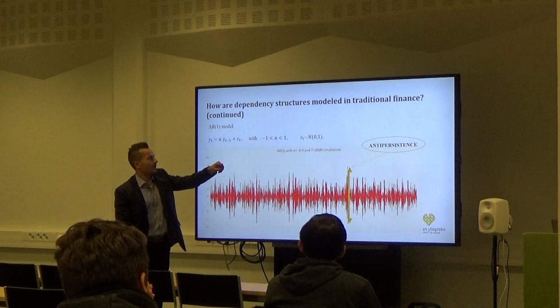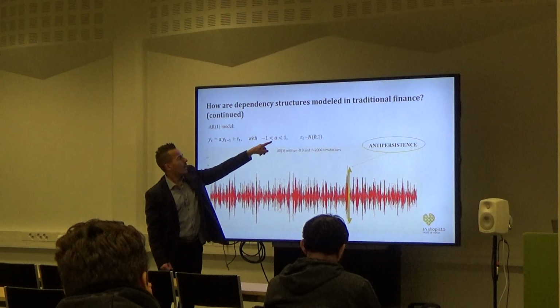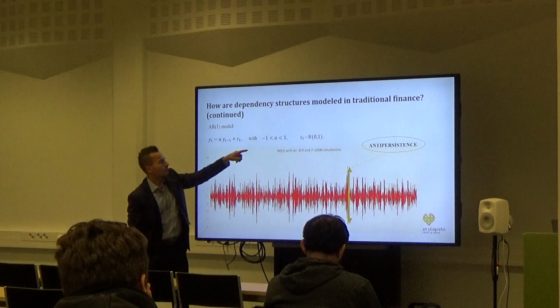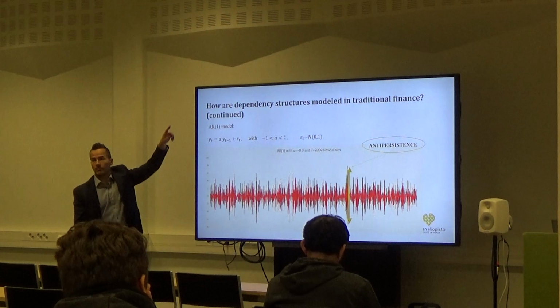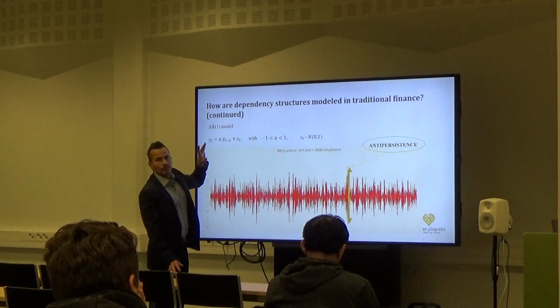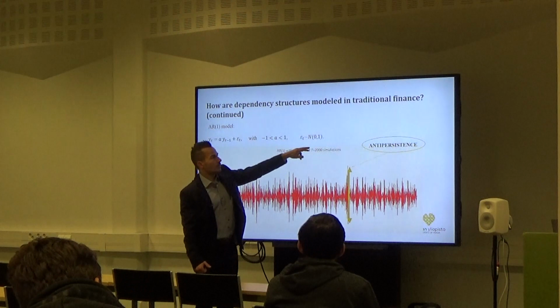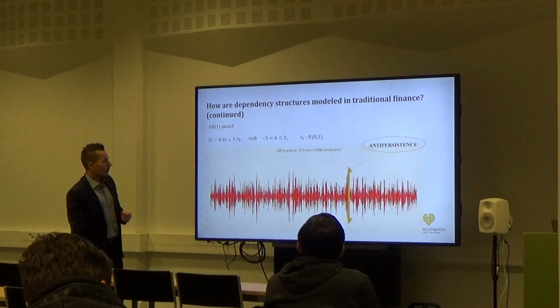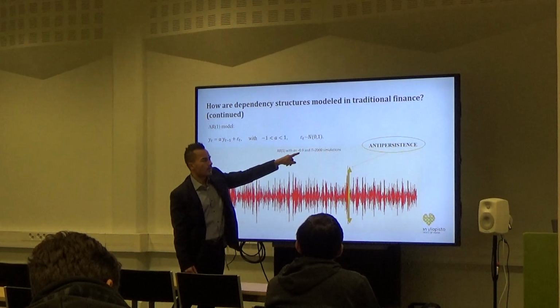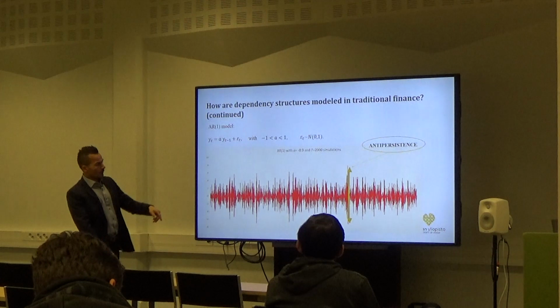the error term. Of course, so that this process doesn't explode, we require that this parameter, which measures the first order autocorrelation, must be between minus 1 and 1. If it were larger than 1, it would be an explosive process. Also, in the traditional form in finance, everything is normally distributed. So this error term is normally distributed with mean zero and standard deviation of one, or variance of one. Here, I set this autocorrelation parameter equal to minus 0.9, and I simulate 2,000 drawings of that process. And this is what you see here.